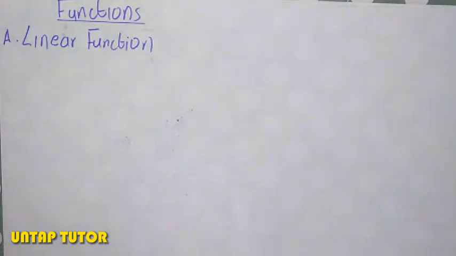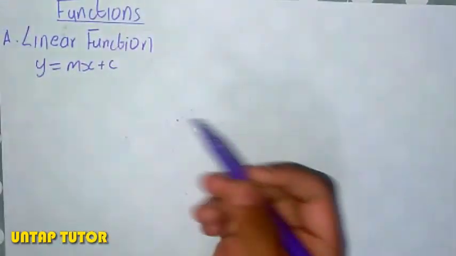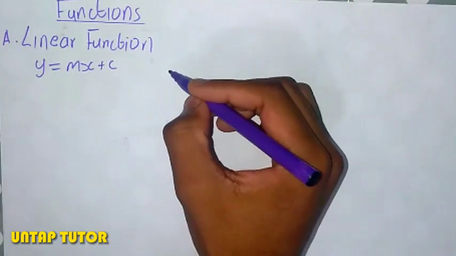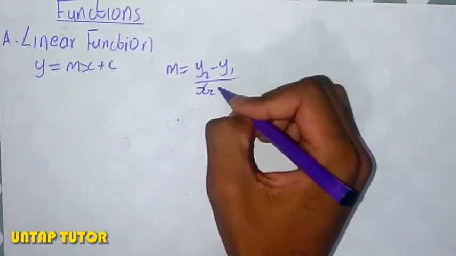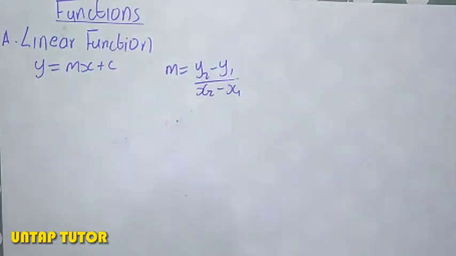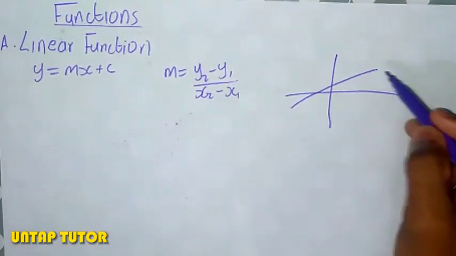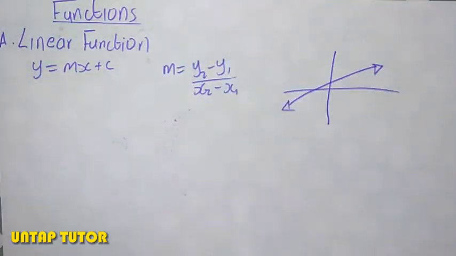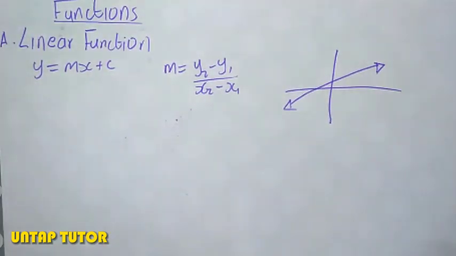So a linear function, everybody knows that's a straight line graph. So we have something like this: y is equal to mx plus c, where m is the gradient and c is the constant, which is the y-intercept. m is also given by another formula: m is equal to y2 minus y1 over x2 minus x1. So this is for the gradient, and a straight line is something like this, right? So yeah, a straight line is something like that, and if it's increasing like this, we know that the gradient m is positive, and if it's in the other direction, the gradient is negative.